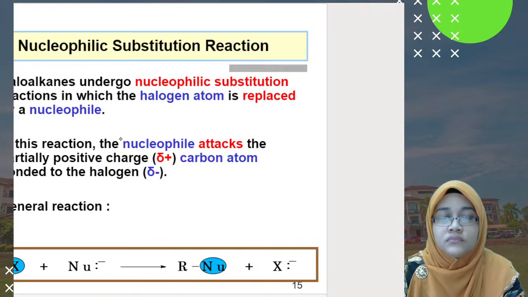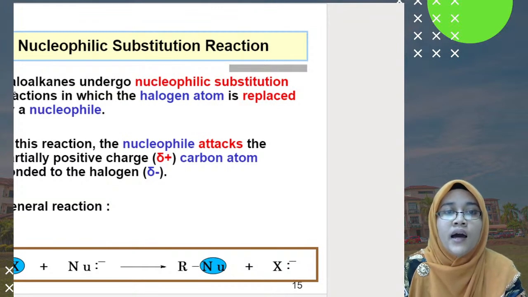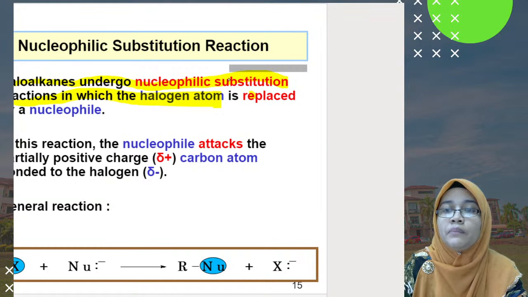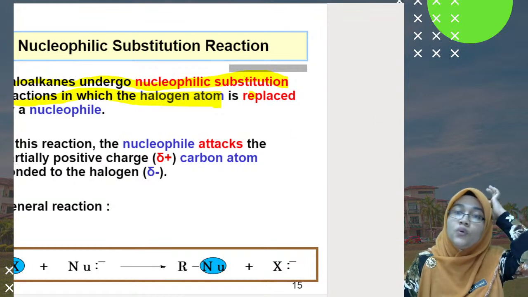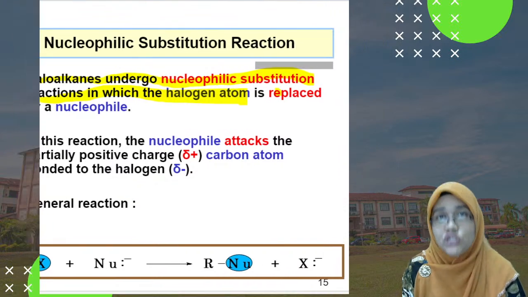Alright. So nucleophilic substitution. Haloalkane undergoes nucleophilic substitution reaction in which the halogen atom is replaced. The word here is replace. What is replace? Replace is substitute.